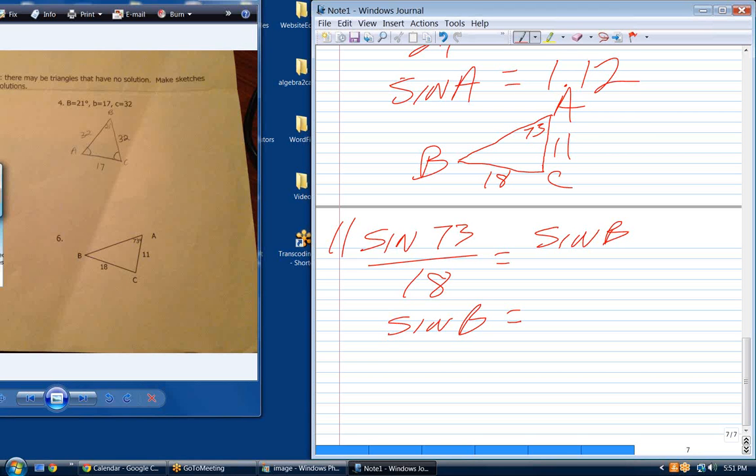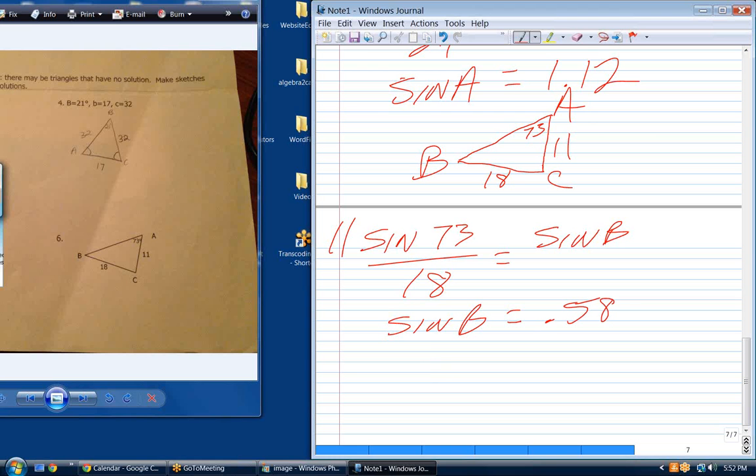I don't know why I keep getting the same thing. Well, let me do it on my calculator. Sine of 73 times 11 divided by 18. Oh, 0.58. I was only doing 1 step. Sorry about that. Okay, what was the answer? 0.58.